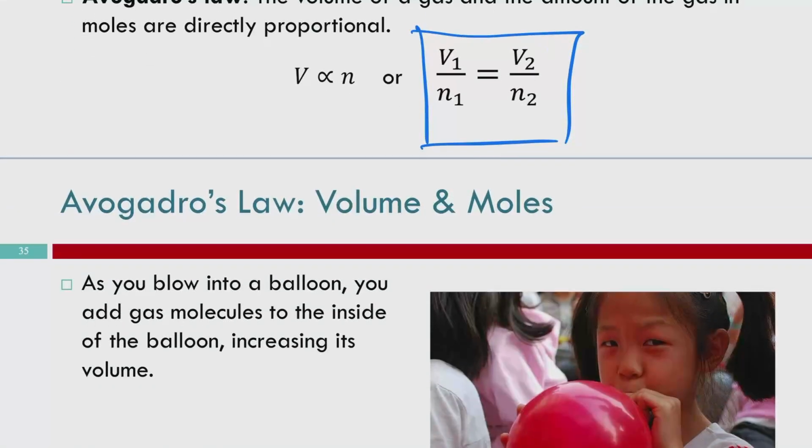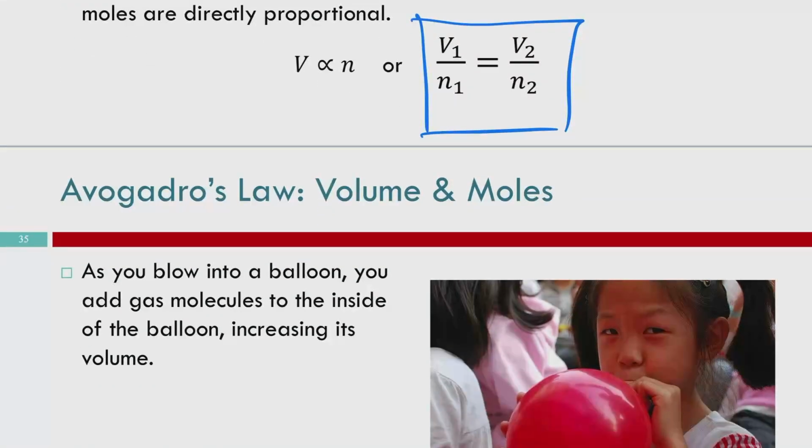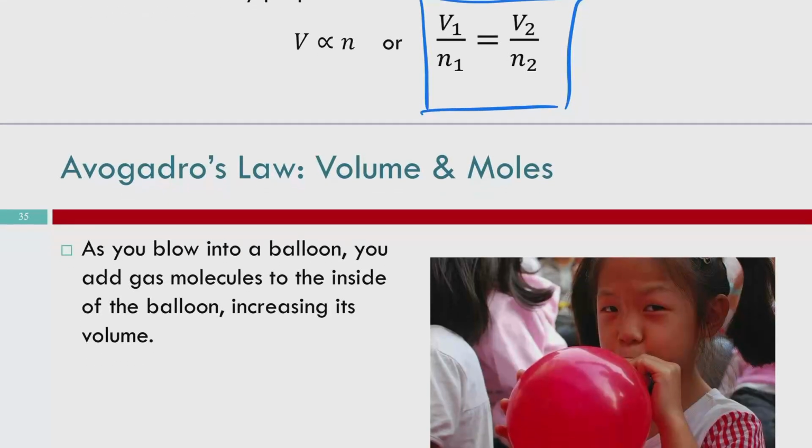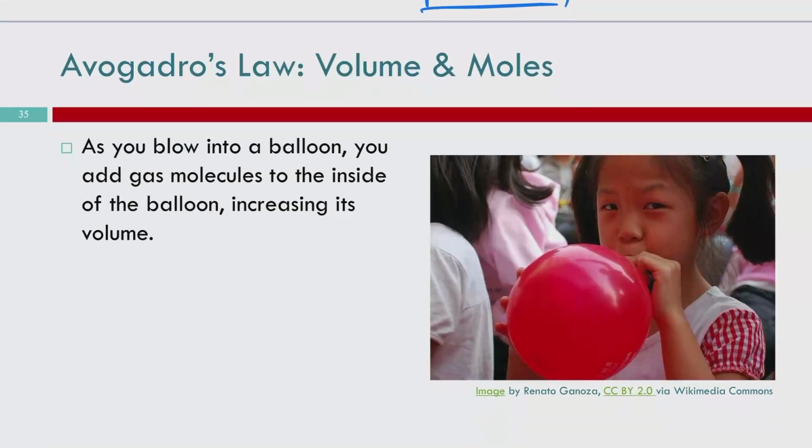Avogadro's law shows up in blowing a balloon. It also shows up sort of in inflating a tire if your tire is really flat. So as you blow up a balloon, this is you in the picture, you blow air into the balloon. What happens? The balloon gets bigger. You're adding more volume in. You're adding more moles of gas. You're adding air into the balloon, so it gets bigger.